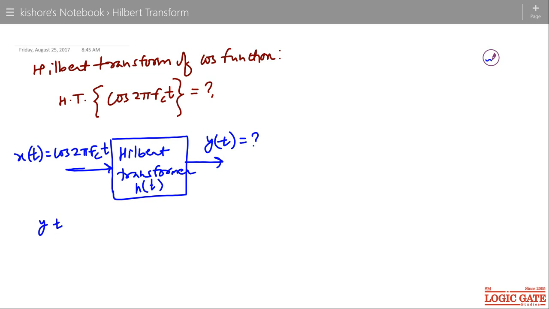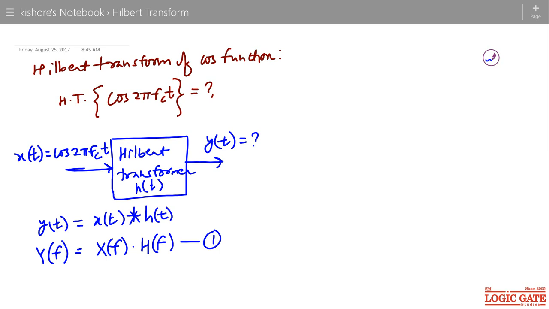Now YT of this system is XT convolved with HT, or input convolved with impulse response. This is in time domain. In frequency domain, XF into HF is YF, where XF is the Fourier transform of XT and HF is the Fourier transform of the impulse response, and this HF is also called the frequency response or transfer function of the Hilbert transformer.